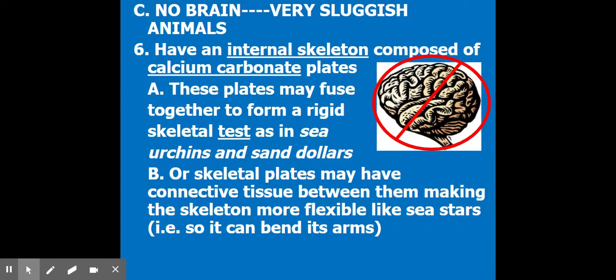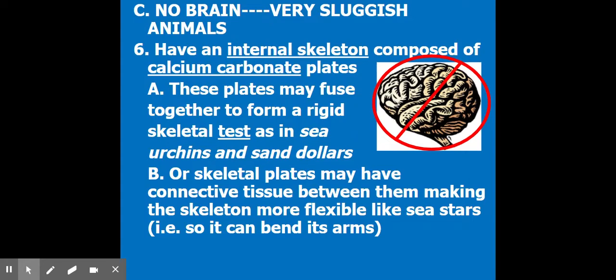They do have an internal skeleton composed of calcium carbonate plates, like what the shells of mollusks are made of. These plates might fuse together to form a rigid section, which we would call a test. So if you've ever been walking on the beach and found the shell of a sand dollar, that's actually called a test. Or the little globe shell of an urchin, that's actually called a test. So that's calcium carbonate plates fused together.